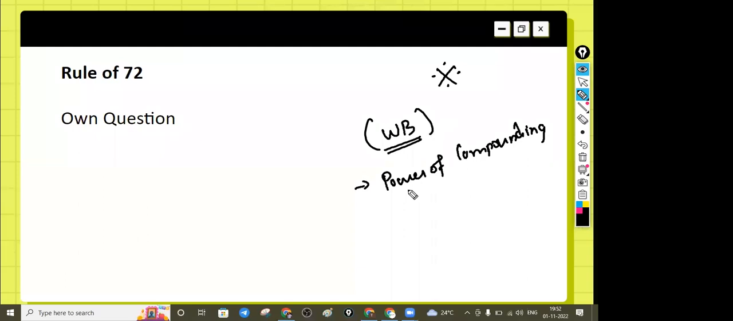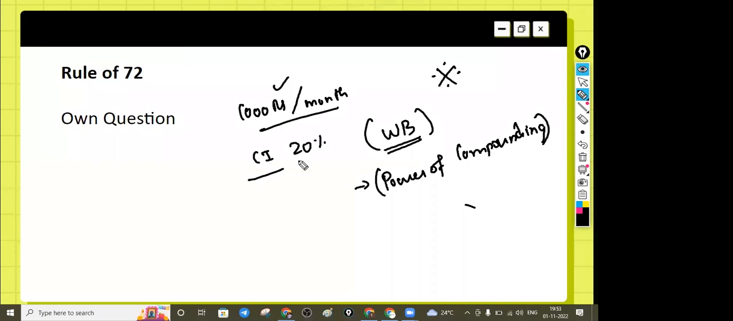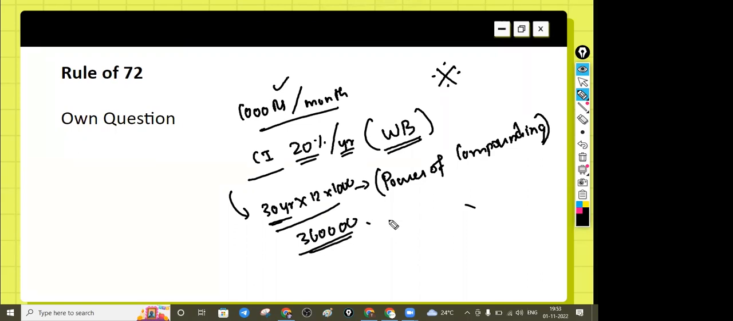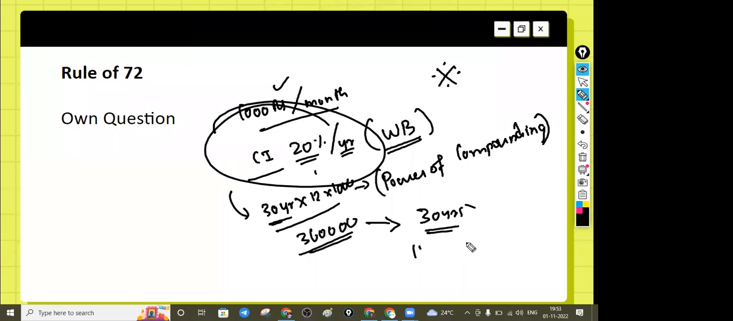Okay. So the power of compounding says, if you invest some money in a compound interest scheme for a longer duration of time, it will give you phenomenal returns. I'll just show you one small example. If you invest 1,000 rupees per month after you go to your job, in a compound interest scheme which gives you 20% return per year, then at the end of 30 years, the total amount you will have deposited is 30 into 12 into 1,000, which is 3,60,000. But because of compound interest, for 30 years, you will get how much? 170 lakhs. 1 crore 70 lakhs.